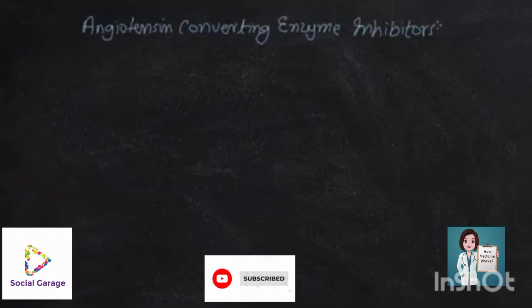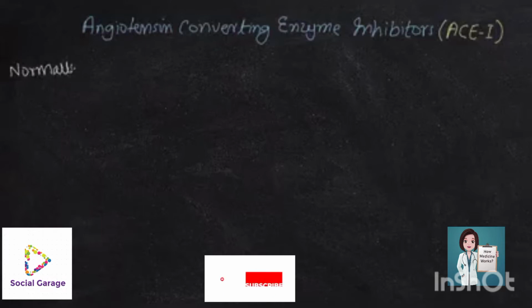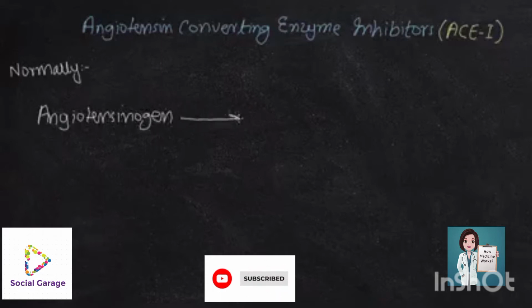In this video we are going to discuss angiotensin converting enzyme inhibitors, a very important class in the pharmacology of the cardiovascular system, or cardiovascular pharmacology. They are commonly known as ACE inhibitors. The normal physiology, or the normal process in the body, takes place something like this.